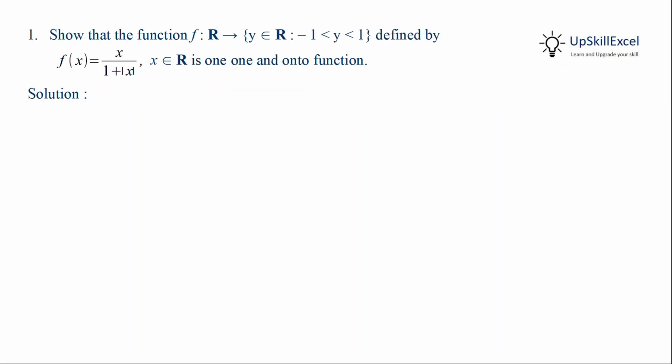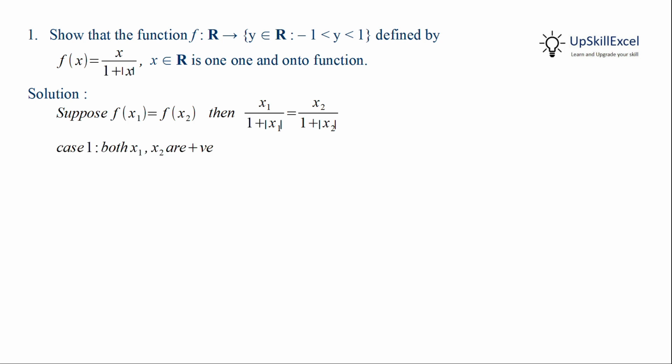Show that the function f of x equals x divided by 1 plus absolute value of x is a one-to-one and onto function. For one-to-one, we'll assume that f of x1 is equal to f of x2, which implies that x1 divided by 1 plus absolute x1 is equal to x2 divided by 1 plus absolute of x2.